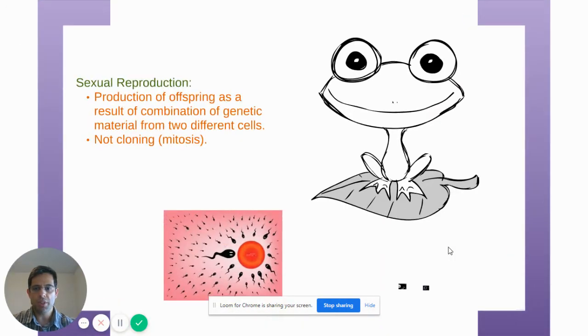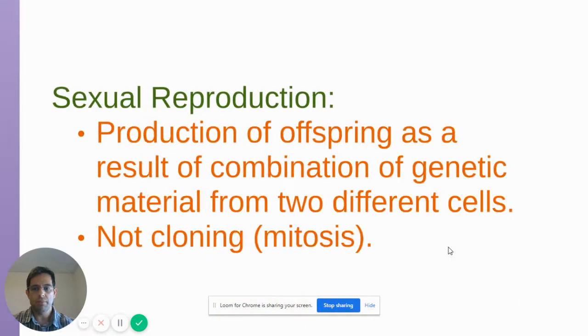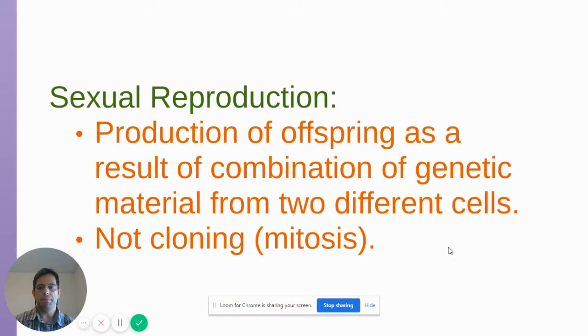So in this presentation, we talk about the process of meiosis as a process that represents sexual reproduction. Meiosis is the production of an offspring as a result of the combination of genetic material from two different cells. Remember, we have to combine an egg with the sperm in a process we call fertilization, and that's the only way you can have sexual reproduction. So this is not cloning at all. This is not mitosis.